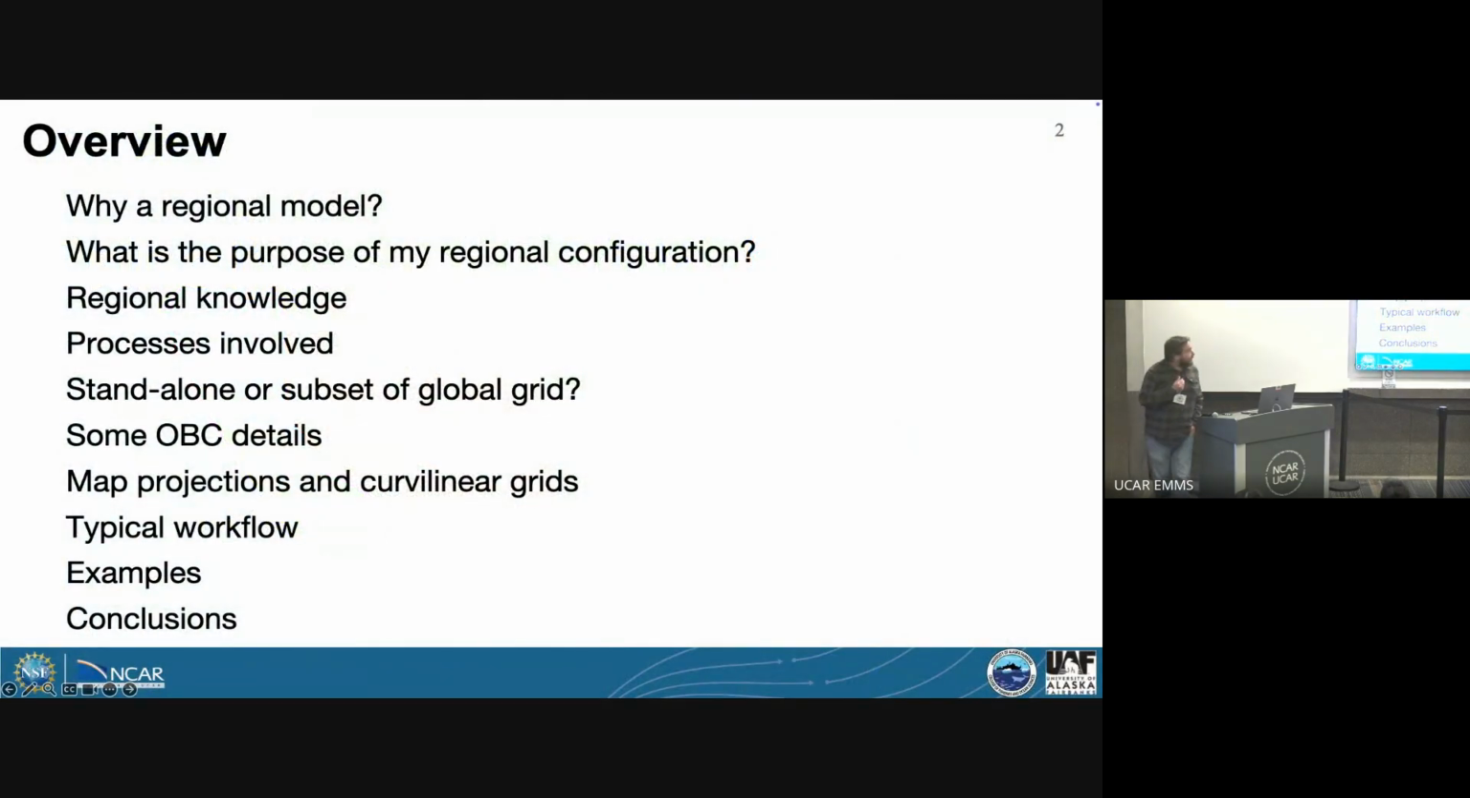This is a quick overview. We are just trying to give you some regional model 101. Then Kate will go a little more in depth with map projection and the typical workflow to create a regional configuration. She will finish with some actual examples to illustrate some of the principles that we are going to highlight.